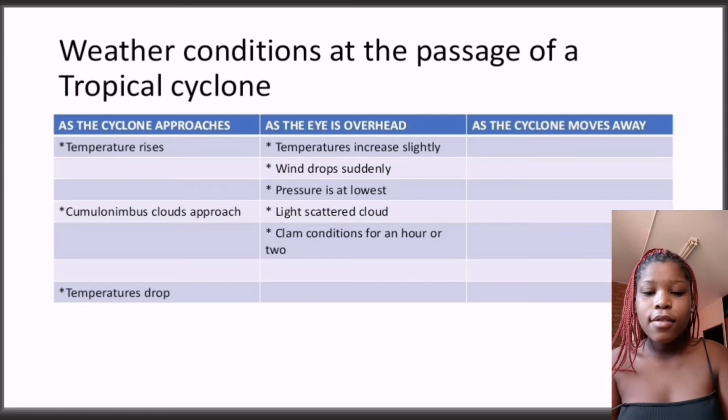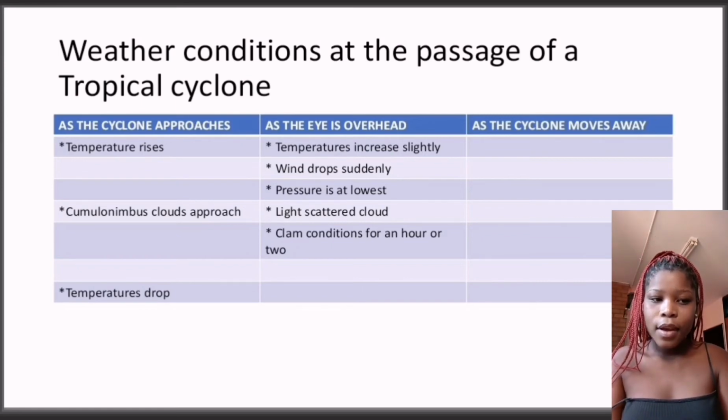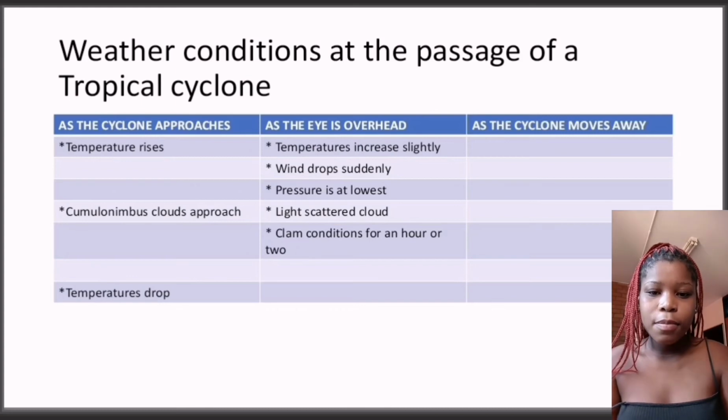As the eye is overhead, temperature increases slightly, winds drop slightly, pressure is at its lowest, light scattered cloud, calm condition of an air or two. My colleague is going to explain even more about the eye so you can understand what it is.